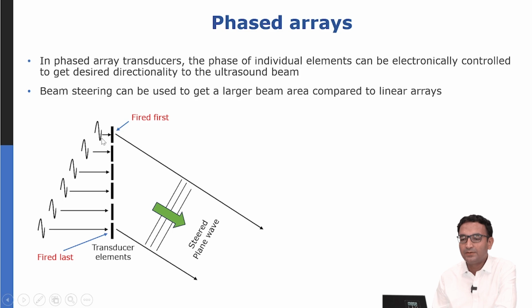What this means is, this wave electrically is excited first. After some delay, the second wave comes and excites this transducer, and then the third wave comes and excites this transducer element. Fourth wave comes and excites this transducer element. So there's a delay profile. This delay profile actually creates a wavefront which is steered in a particular direction.